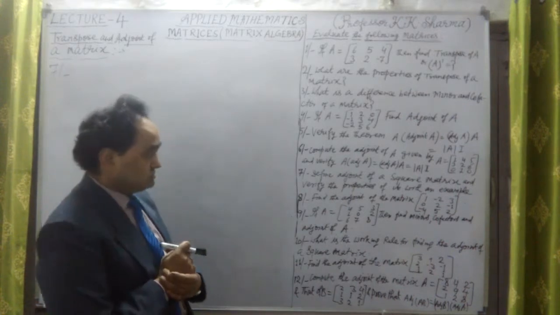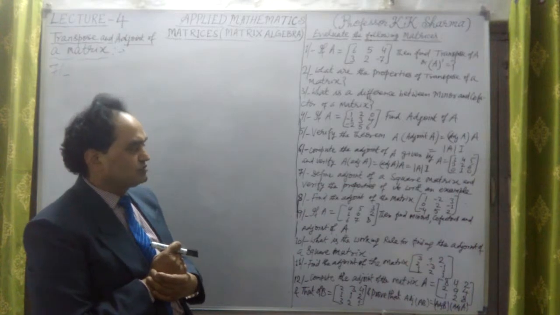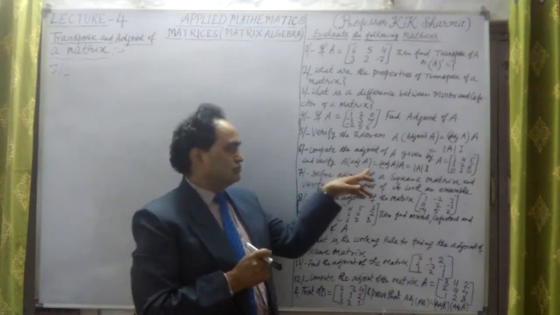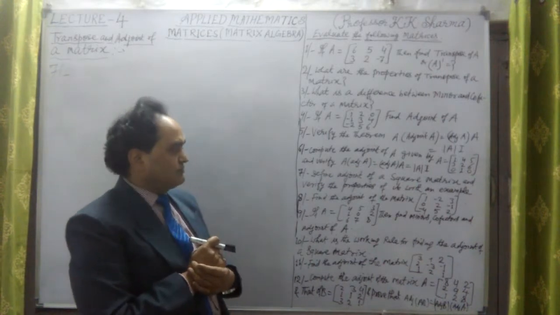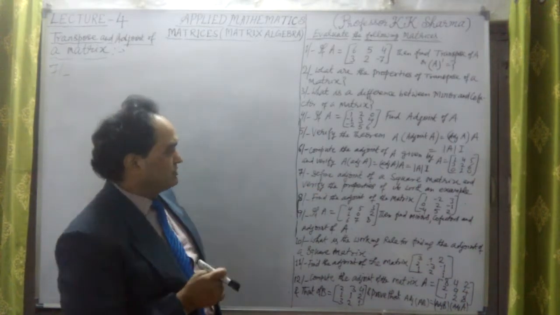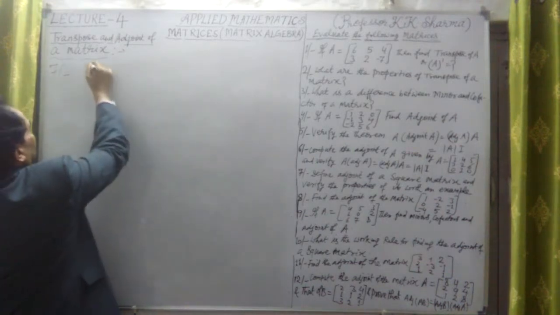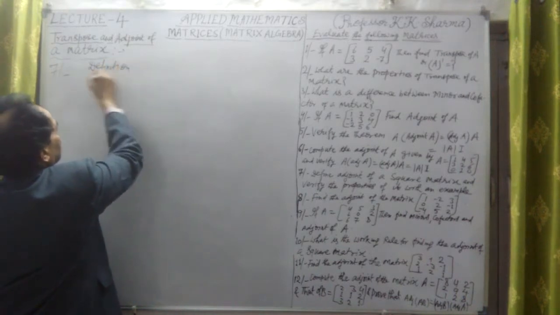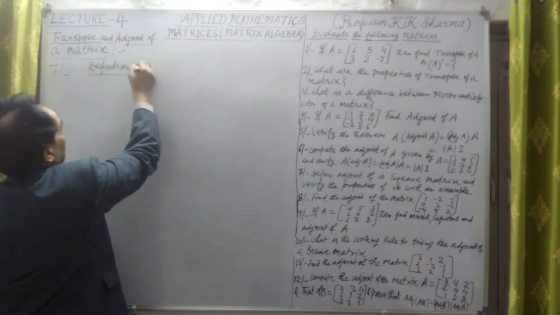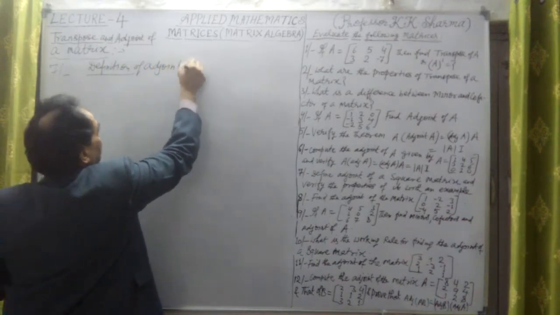The property of the adjoint of a matrix is simple. We have just talked about it: A into adjoint of A equals adjoint of A into A, which equals determinant of A into I. So that we have proved. But what are the properties that define the adjoint? Let me define it. Definition of the adjoint of a matrix.